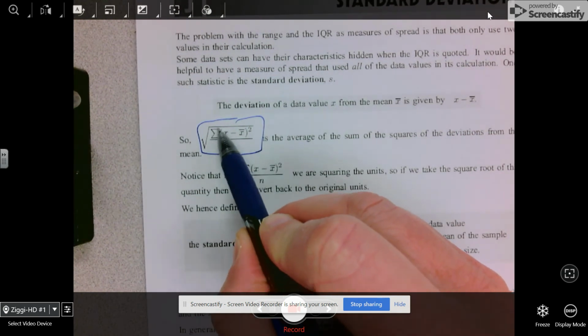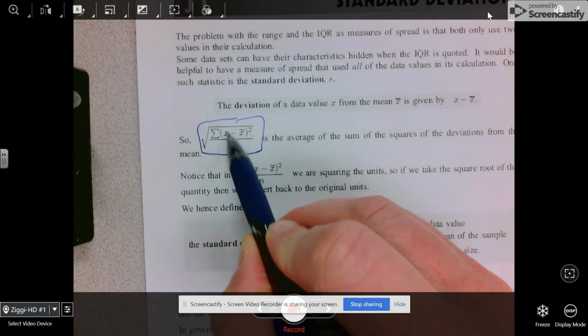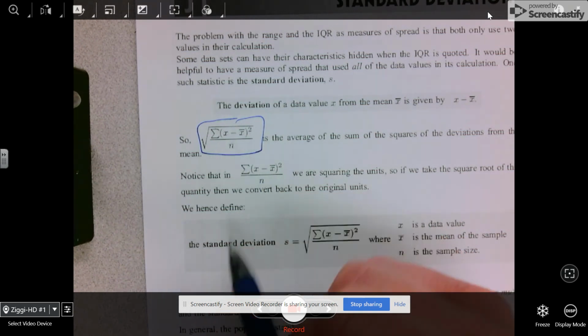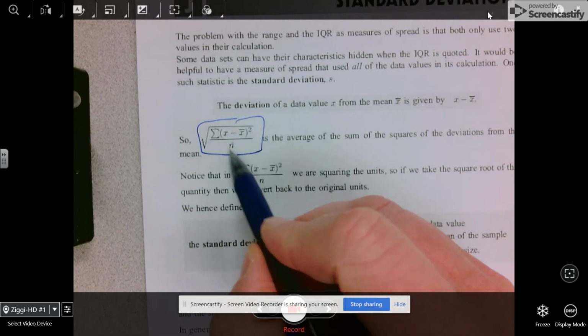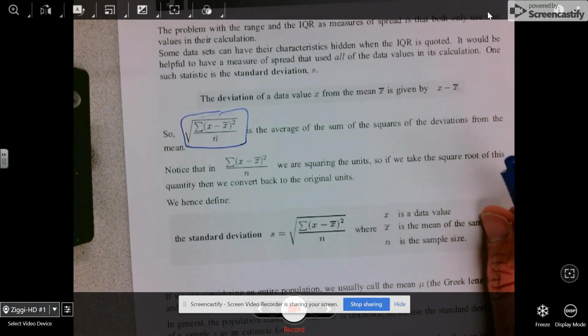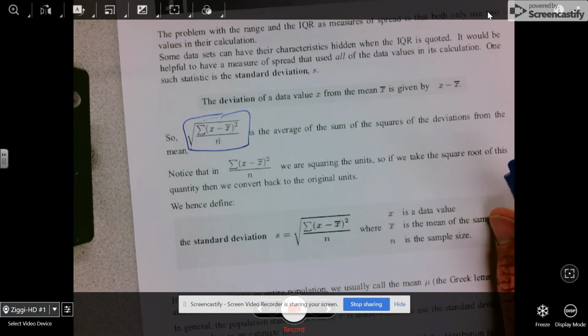This means add all of the difference of squares. We'll give you a table to organize it, and divide by the number in the list, however many there are on the list, and then take the square root of your answer. Remember, though, you can also do one variable stats and check your answer.